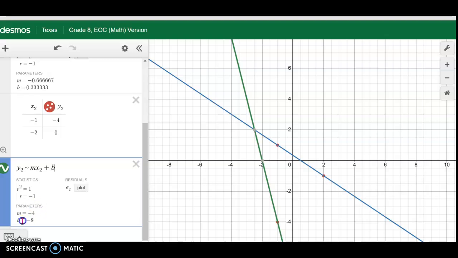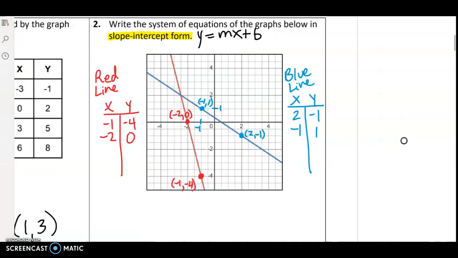Here's my m and my b. So I'm going to do this one first. The red line has a slope of -4 and a y-intercept of -8. So I'm going to write that one down. -4, -8. So the red line is y equals -4x minus 8, because my slope was -4 and my y-intercept was -8.